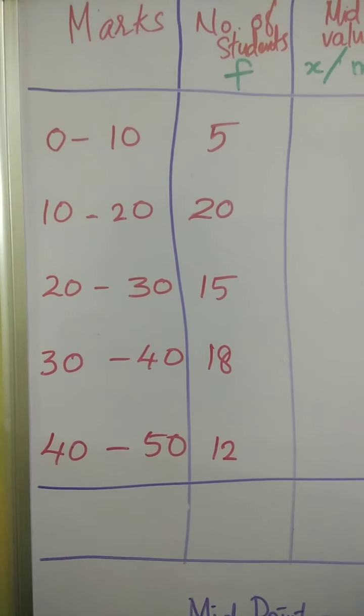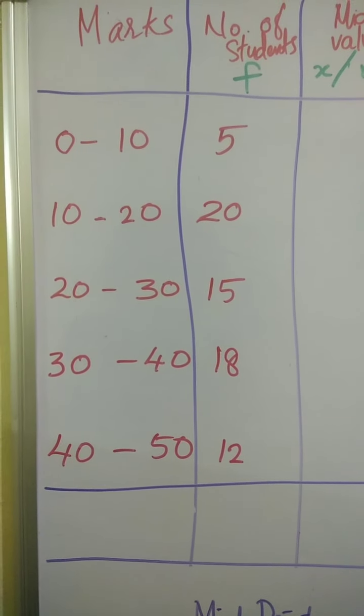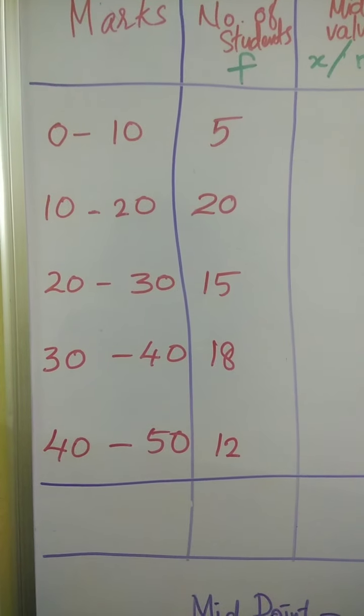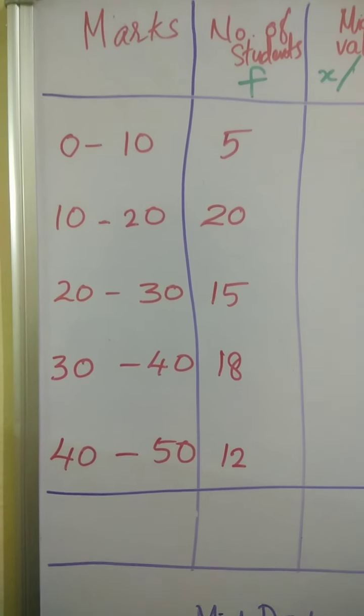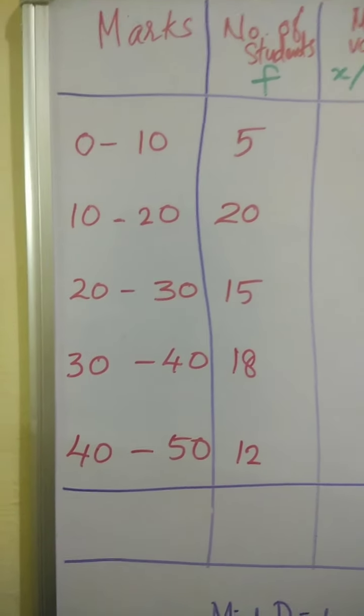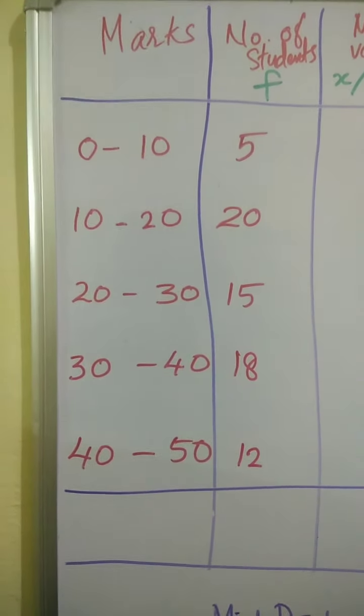Now this is another question. Find out the mean in continuous series. So this is the question. Marks have been given, and the number of students is also given. We can take the number of students as frequencies f, and the classes are given.